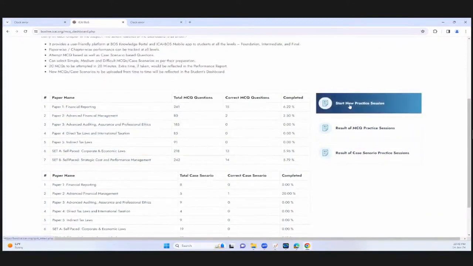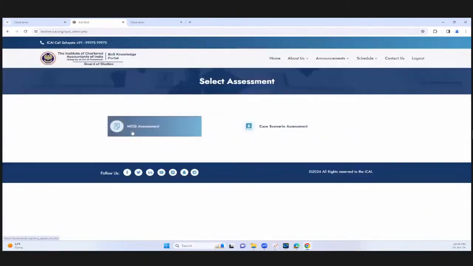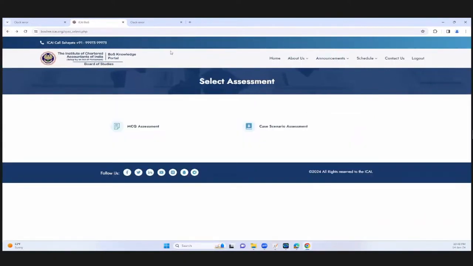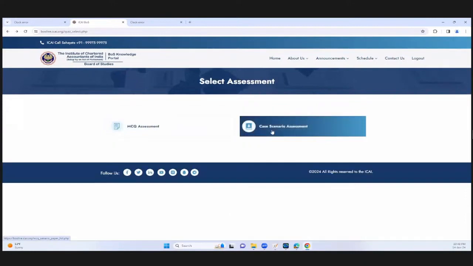For that practice, just start the practice and you will see there are two types of assessment: MCQ assessment and case scenario assessment. Case scenario assessments may be of more help to you for this paper. The MCQ assessment consists of conceptual MCQs, which are for evaluating your understanding of a particular subject and a particular topic.